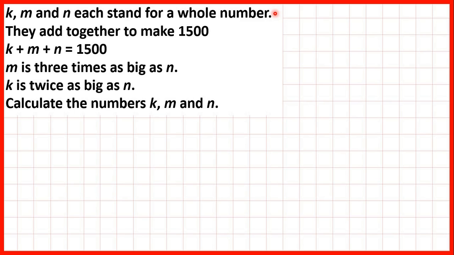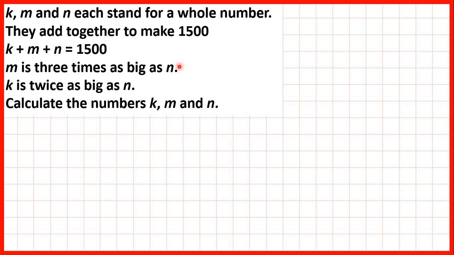K, M and N each stand for a whole number. They add together to make 1,500. So K plus M plus N is 1,500. M is 3 times as big as N. K is twice as big as N. Calculate the numbers K, M and N.